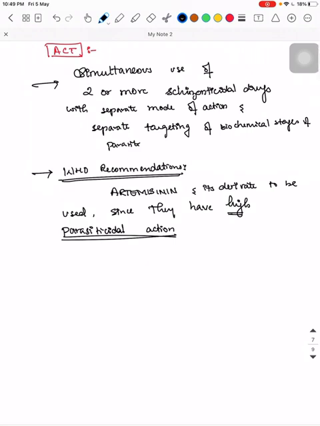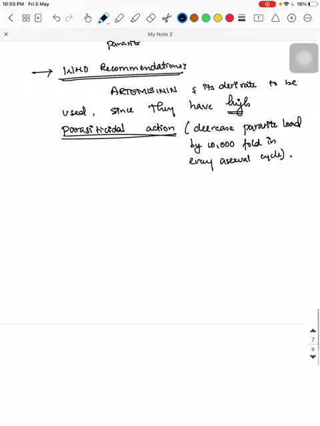So they have high parasiticidal action, which means they can decrease the parasite load by approximately 10 to the power of 8. So they can decrease the parasite load by 10,000 fold in every asexual cycle. So this is why artemisinin is used in combination therapy. So we will see the regimens for each of the complicated and uncomplicated malarial infections.